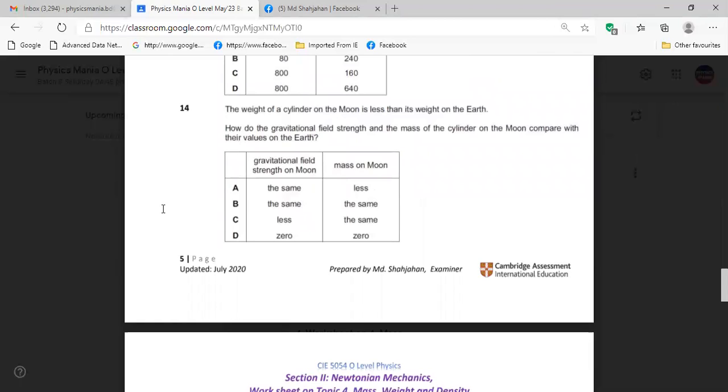Then number 14. The weight of the cylinder on the moon is less than its weight on the Earth. How do the gravitational field strength and the mass of the cylinder on the moon compare with the values on the Earth? The gravitational field strength is, wait, so it is C. The gravitational field strength on moon is less, mass on moon is the same. Yes, correct.